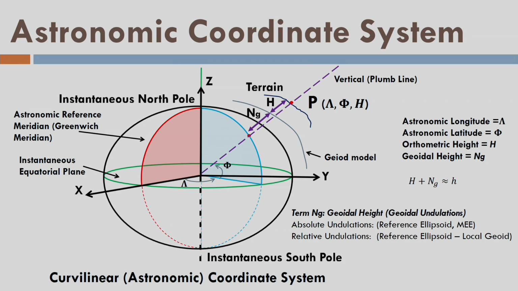So the term Ng is called geoidal height or geoidal undulation. It is called absolute undulation if I take the difference between the reference ellipsoid and the mean Earth ellipsoid, or it is called relative undulation if I take the difference of the reference ellipsoid to the local geoid. So that is the idea of the astronomic coordinate system.